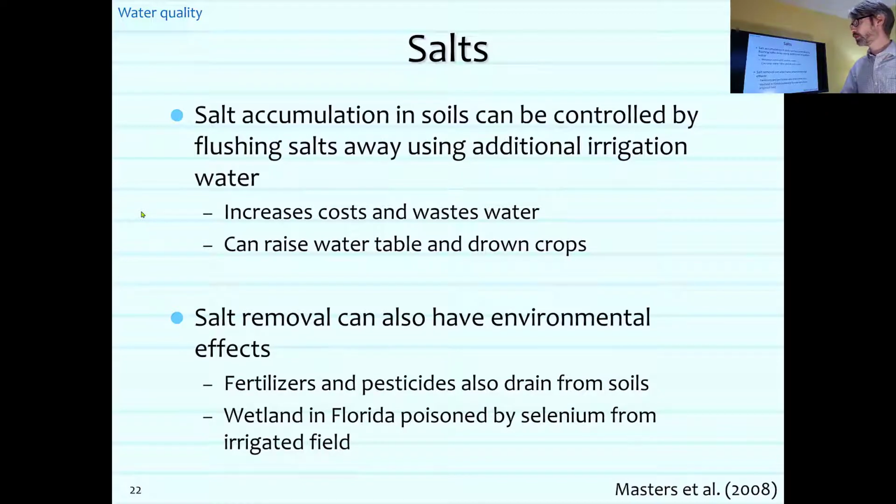Salt removal can also have environmental effects. So fertilizers and pesticides will be washed out. That can affect natural ecosystems. There are lots of examples of this kind of problem. A wetland in Florida, for example, was poisoned by selenium from an irrigated field as the salt and pesticides and various other things were washed out to reduce salt accumulation.